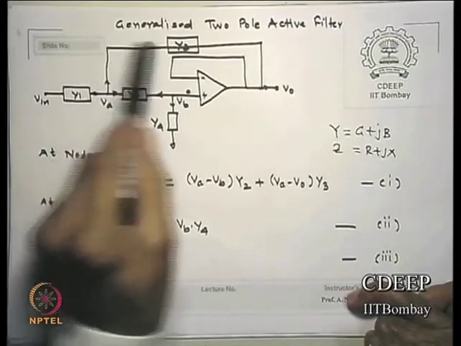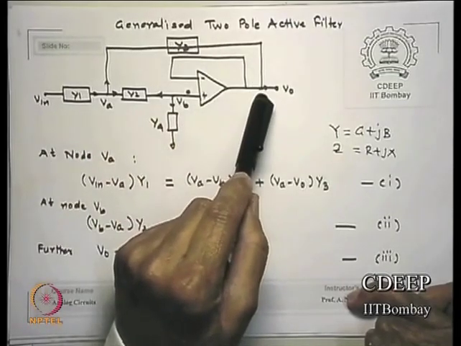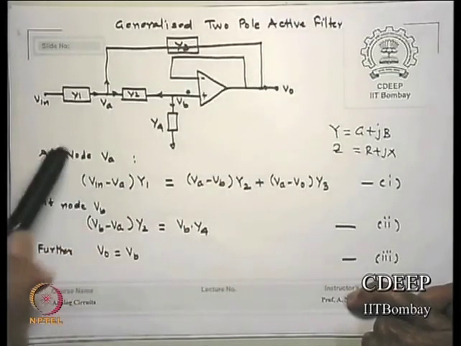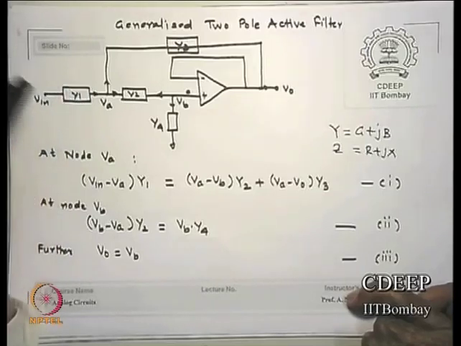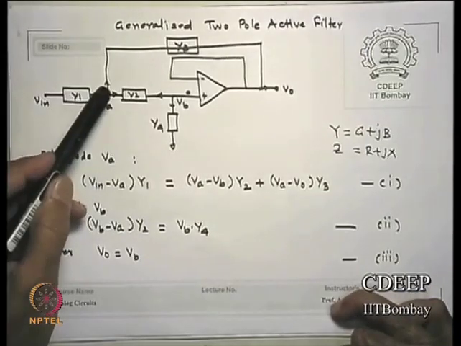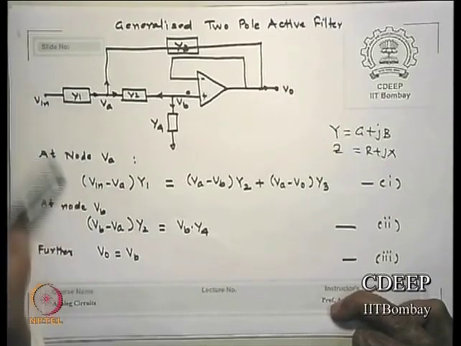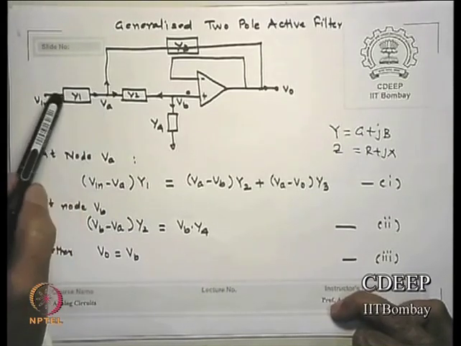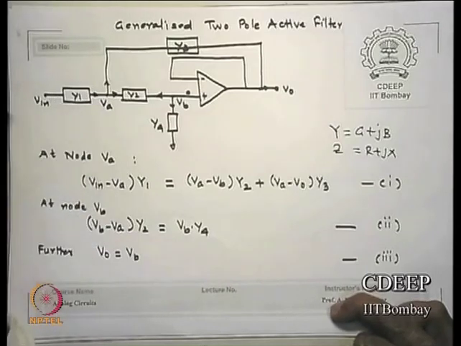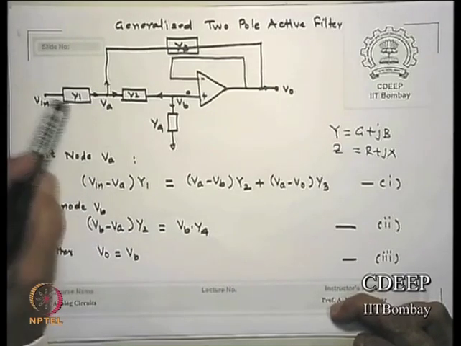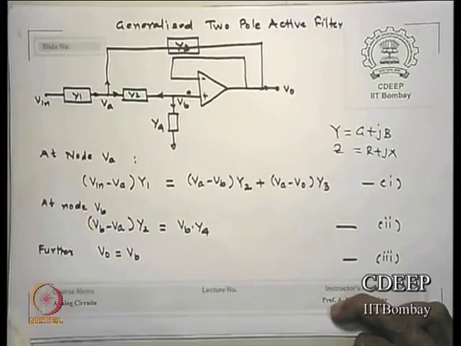Please remember this follower I have kept as it is. There is another feedback which I have brought here to the output. Let us apply Kirchhoff's law at node VA. What is the current entering? It is (Vin minus VA) into Y1, is that correct? Is that the current passing through Y1?